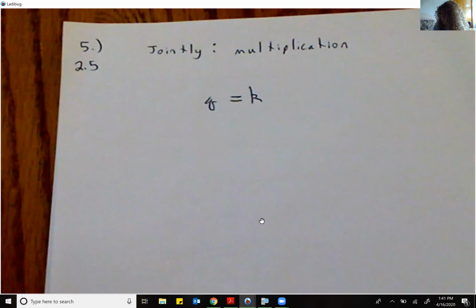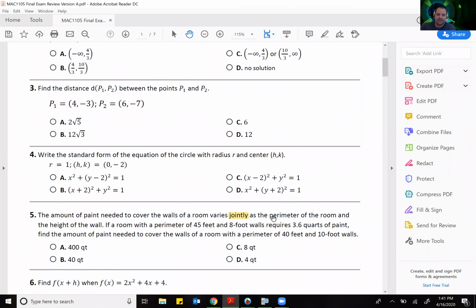All right, so after the word jointly, it says as the perimeter of the room. So that is P. That's why I wanted to reserve that. P for perimeter. And the height of the wall. What is that? Plus H? Nope. I don't see any word that says plus H. It says and. That means there's just two variables.